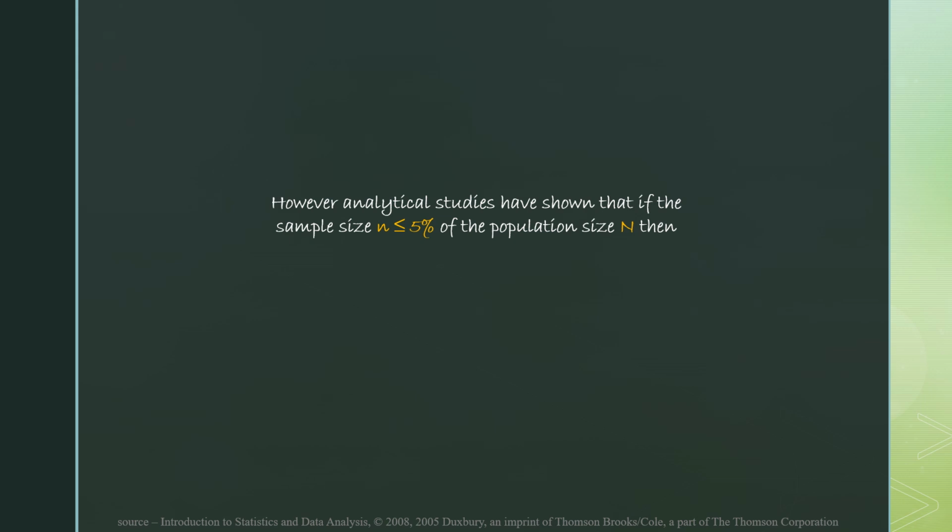However, analytical studies have shown that if the sample size n is less than or equal to 5% of the population size N, then the binomial function can be very well applied to both types of sampling. If n is greater than 5%, the same cannot be applied.